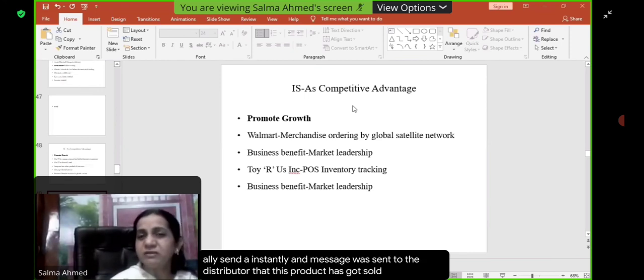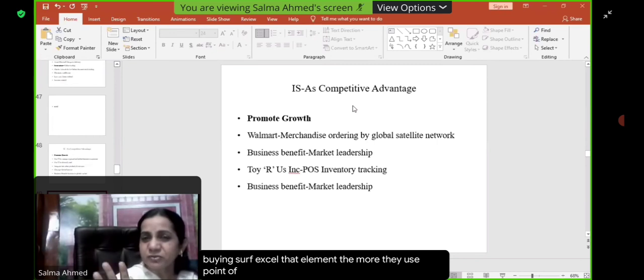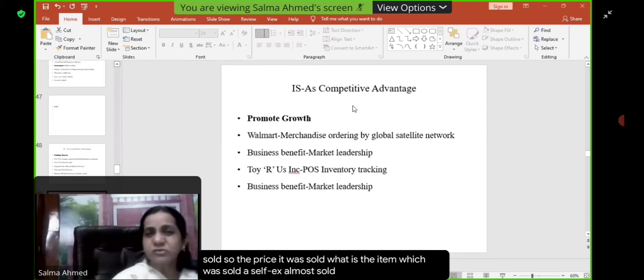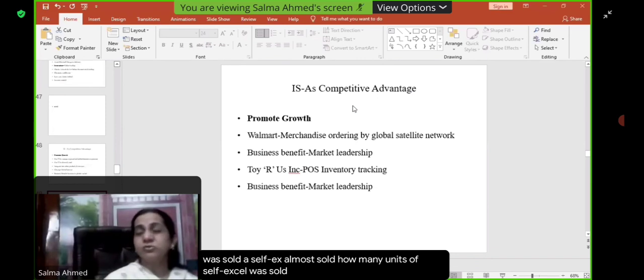So if you're buying Surf Excel, they use point of sale scanners to scan the item which was sold. So the price at which it was sold, what item was sold, a Surf Excel, how many units of Surf Excel were sold, whether 1 unit or 10 units, and what is the SKU? SKU is a stock keeping unit.